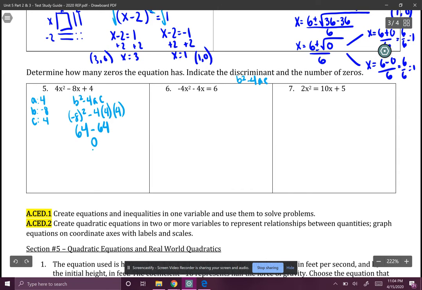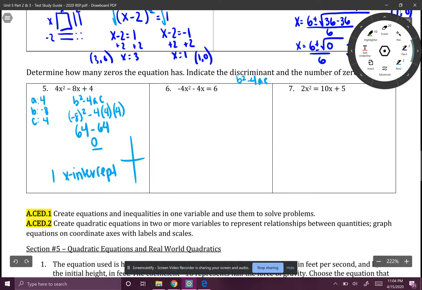So the discriminant is 0, and that means there is one x-intercept. Anytime we have a discriminant of 0, it means we have just one x-intercept. So that means our parabola would look something like this, or like this. It would only be resting right on the x-axis.